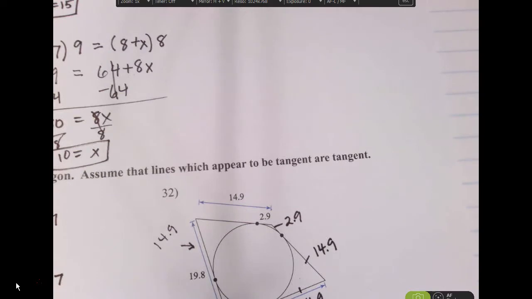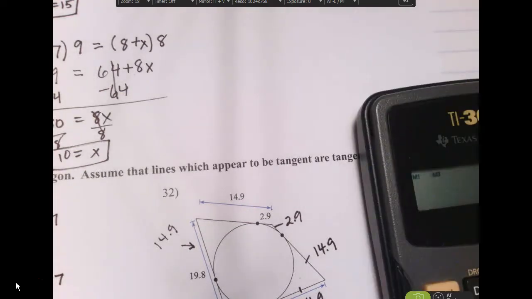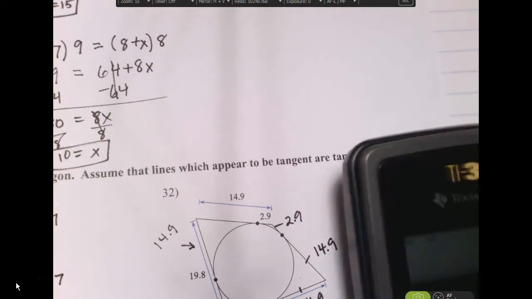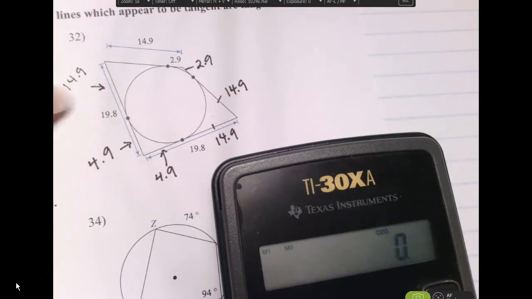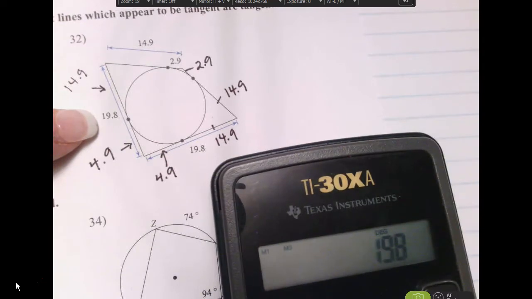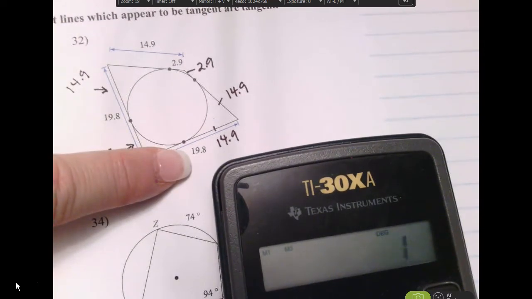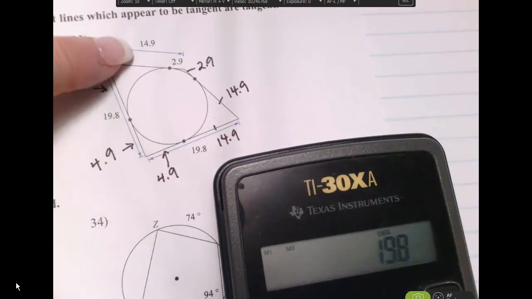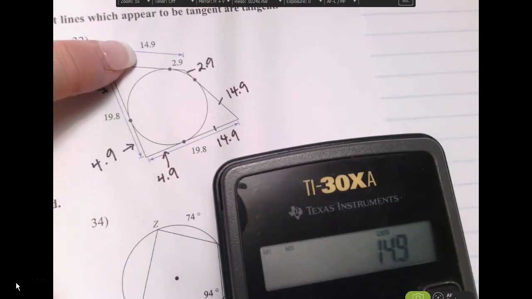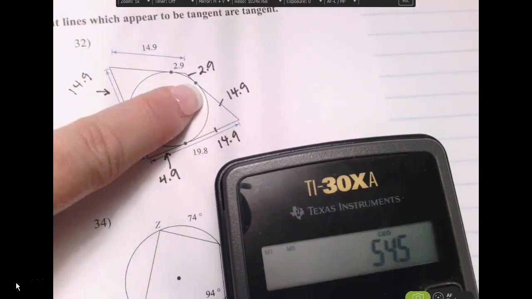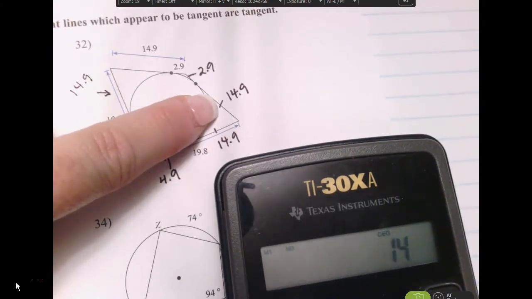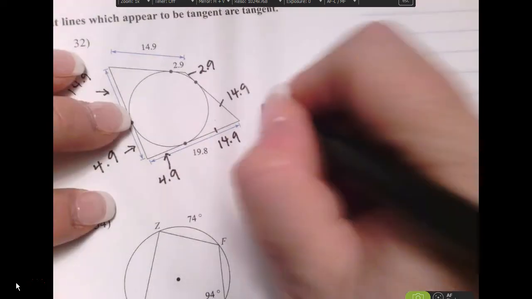So now I know all the sides, all the lengths. So let's see if I can show everything. So I'm going to add, here I've got a 19.8. Here I've got a 19.8. Here I've got a 14.9. And then on this one, I just have to add those two lengths together. 72.3 altogether is what I get.